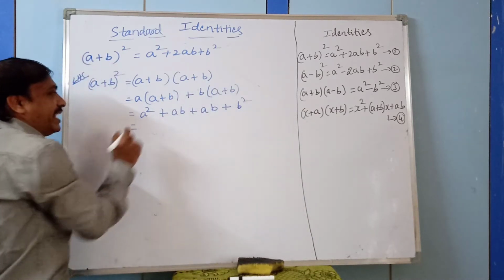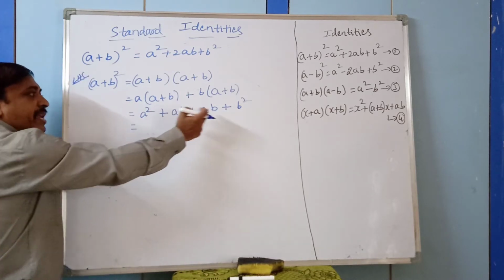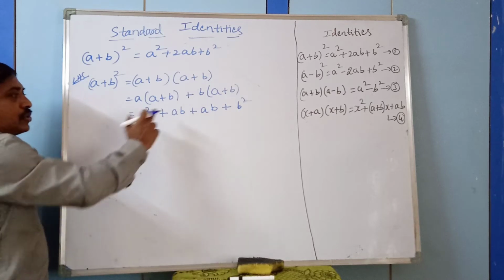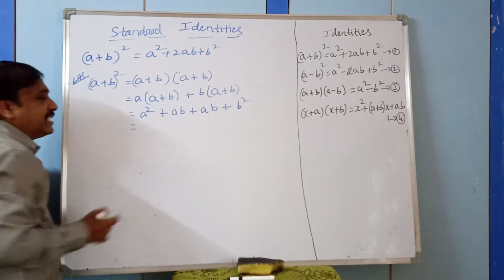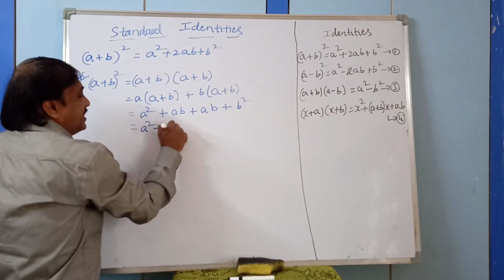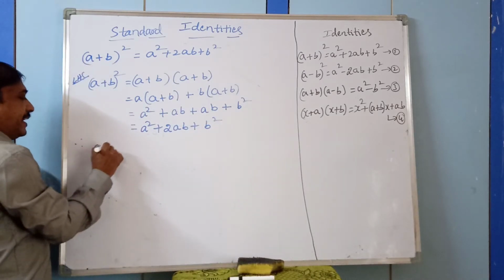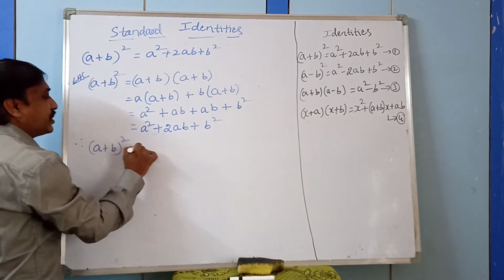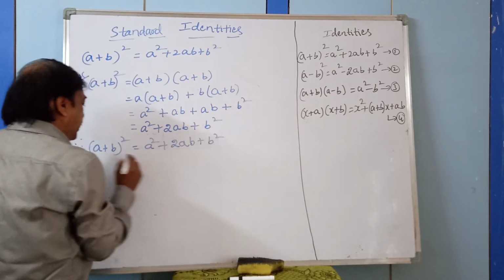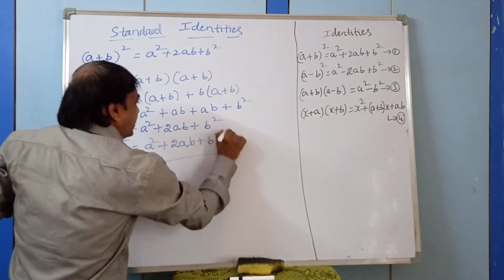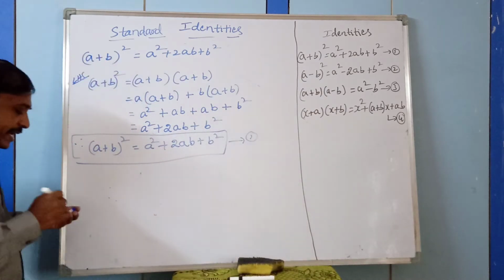Is there any like term over here? Yes, plus 1ab plus 1ab. The coefficient of this is 1 and the coefficient of this is also 1. So 1ab plus 1ab have the same sign, add and put the same sign. So a square plus 2ab plus b square. Therefore (a plus b) whole square is equal to a square plus 2ab plus b square. This is one standard identity, this is identity 1.